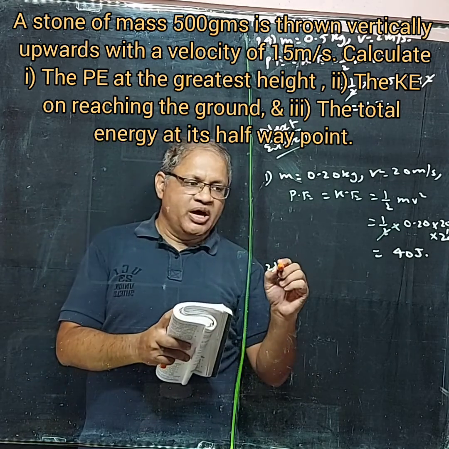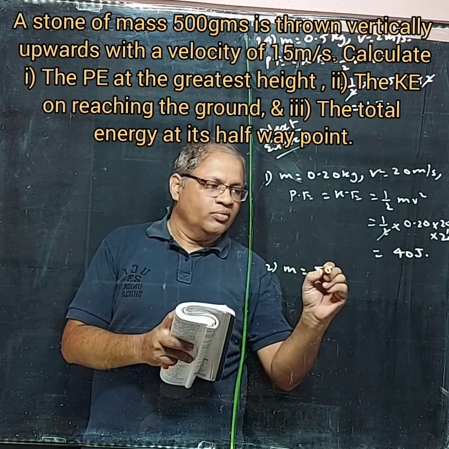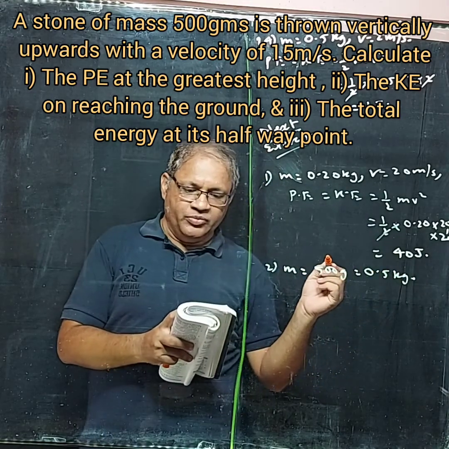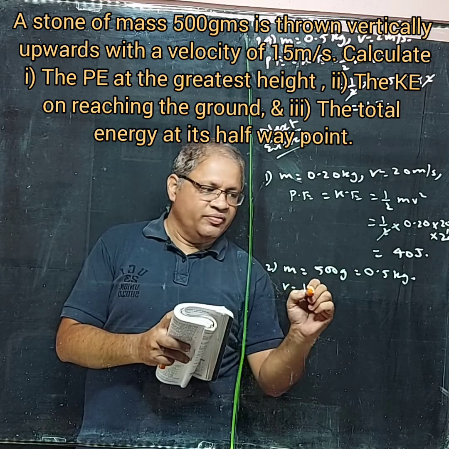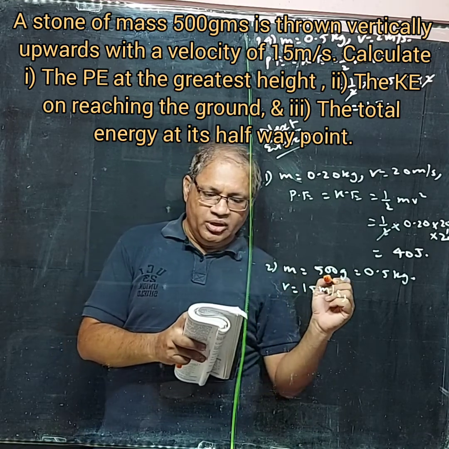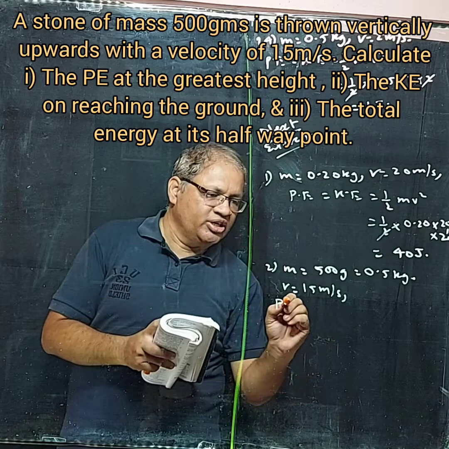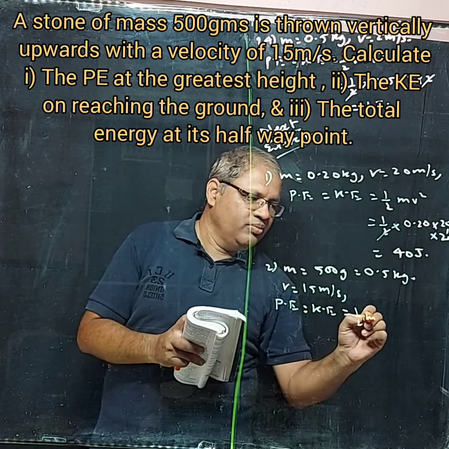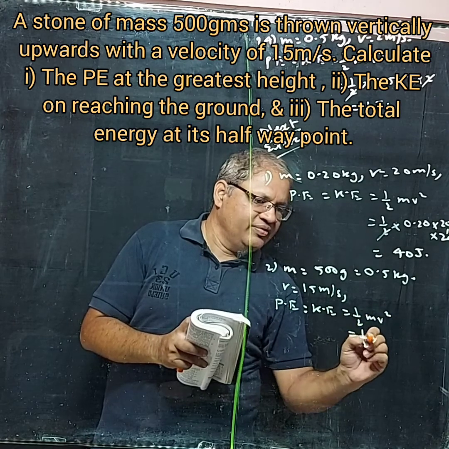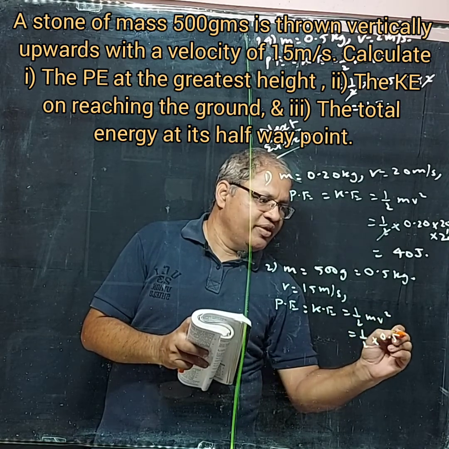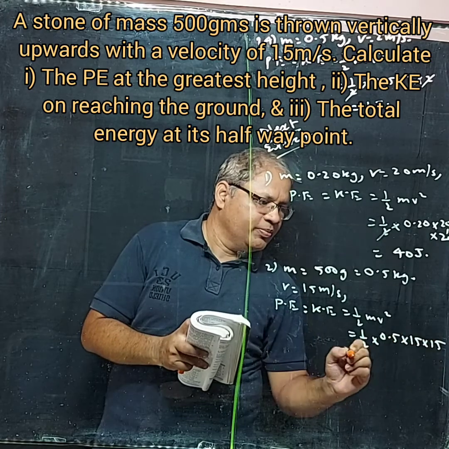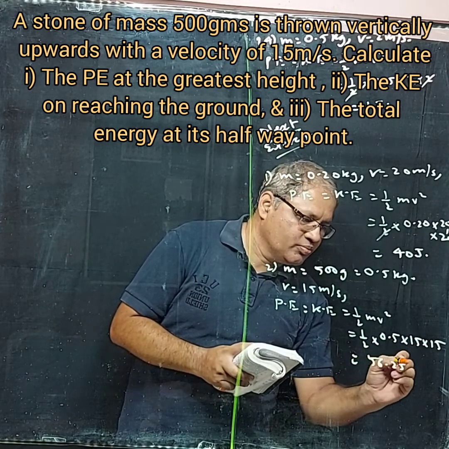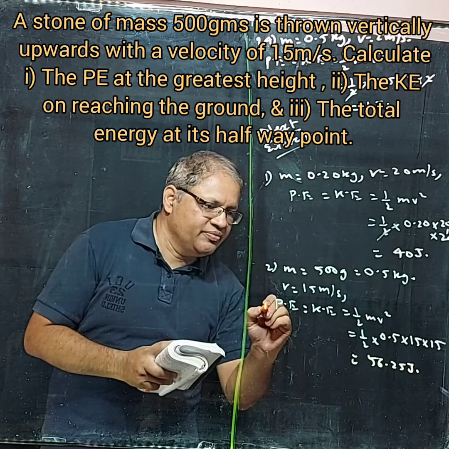Alright. So mass is given 500 gram, 0.5 kg. Velocity is given as 15 meter per second. Calculate the potential energy. So potential energy, I am using the kinetic energy formula, half mv square. So that is half. Mass is 0.5, velocity is 15 into 15. So that comes to 56.25 joules. Okay, that's the first part.